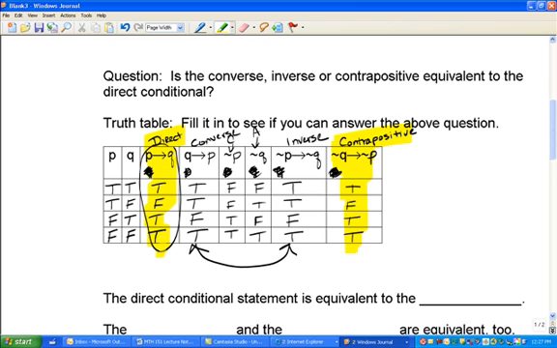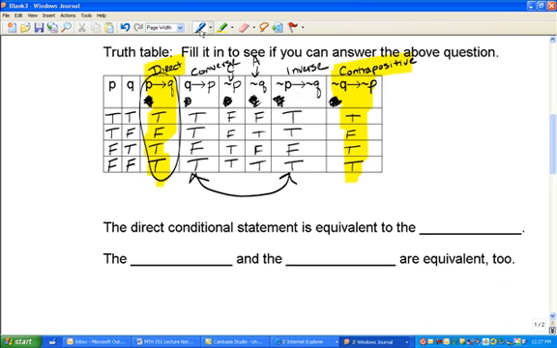So the direct conditional statement is equivalent to the contrapositive. And based on our truth table, we also see that the converse and the inverse are equivalent.